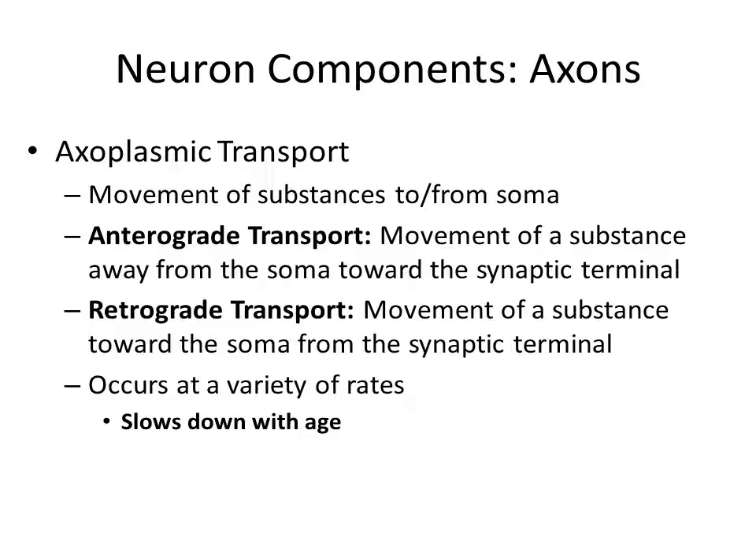Axoplasmic transport varies in rate from neuron to neuron. So it depends on the type of neuron you're talking about. But in all neurons it has a tendency to be slower the older we get. So it takes longer to get neurotransmitter from the soma down to the axon terminal, where it can then be released to communicate.